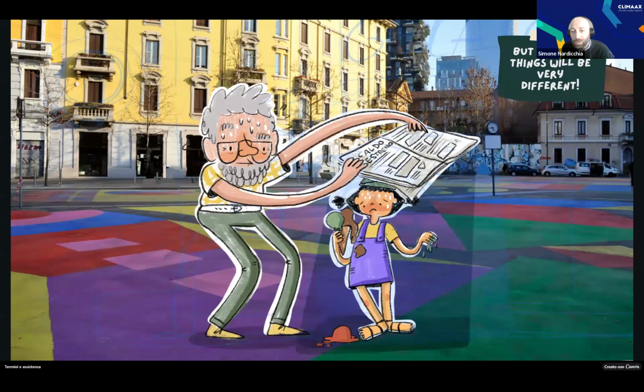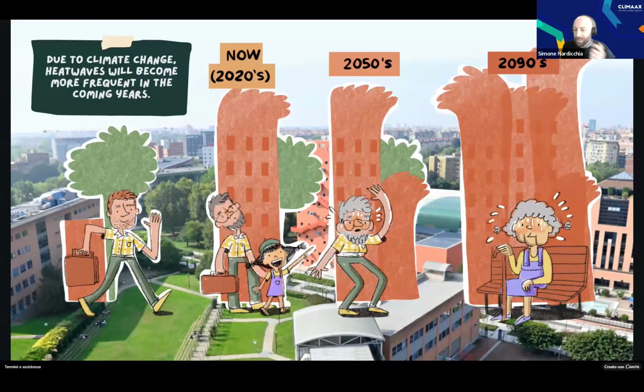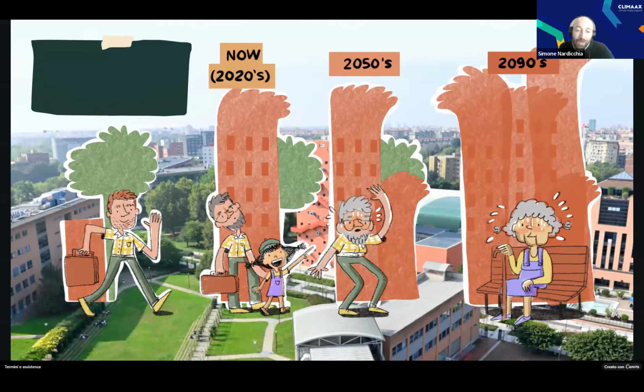And Ambrogio tried to cover Gaia that's trying to eat an ice cream, but it's not easy. And then, this is the plot that I showed you before. Due to climate change, heat waves will become more frequent in the coming years. And you can see here that we have heat waves that start to cover the tree in order to show that the situation will be very difficult in the future. And we have an old Gaia in the 2090s that's still facing heat waves.